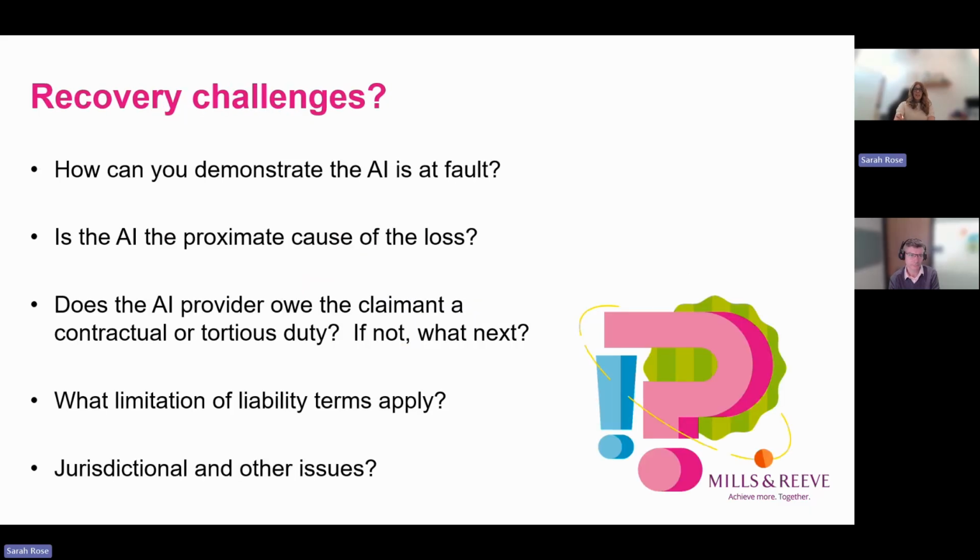And assuming there is a claim that is covered that you do have to pay out on, what's the prospect of recovering against the AI provider if it's the tool that's at fault? Well, theoretically, we think it's possible, but pursuing it's not necessarily going to be easy. We've put on the slide some of the questions that will arise, and possibly one of the key things is going to be the contractual terms that the professional's been able to enter into with the AI provider.